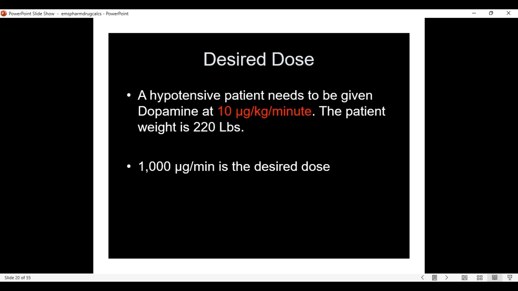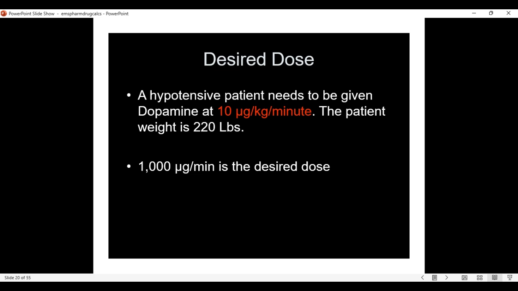A hypertensive patient needs to be given dopamine at 10 milligrams per kilogram per minute. The patient is 220 pounds. So first we have to convert our pounds to kilograms, which would be 100. So it'd be 10 times 100 and divide that by 60. That would give us 1,000 per minute, right?